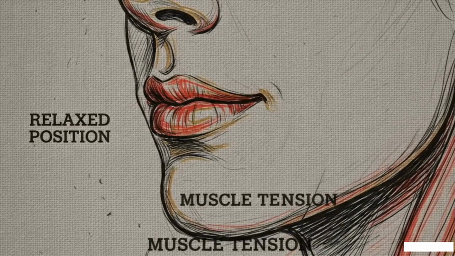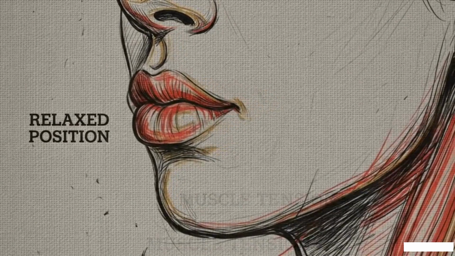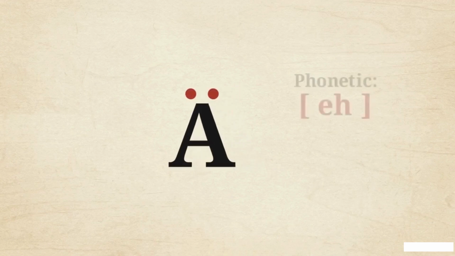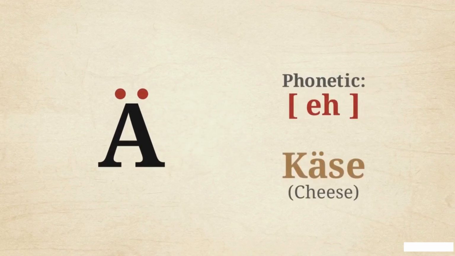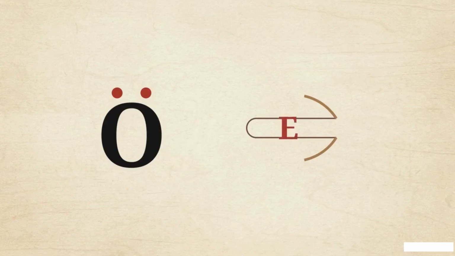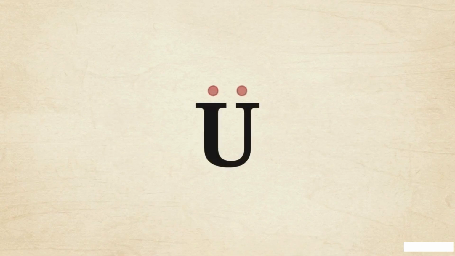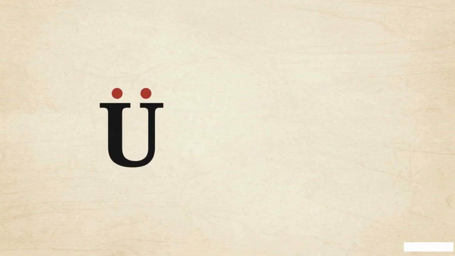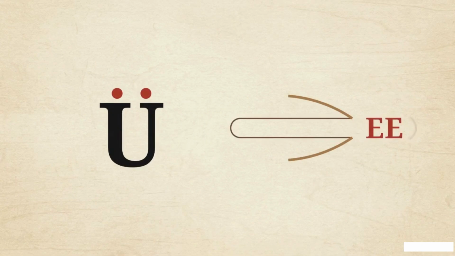Now we move to the umlauts. These 3 letters require specific physical shifts in lip position to produce the correct sound. The A umlaut is the most accessible. It shifts the A into an eh sound, like you hear in the word Käse, which means cheese. For the O umlaut, use this technique. Round your lips into a tight O shape. Hold them there, but try to say the letter E. The U umlaut works in a similar way. Round your lips as if you're saying oo, but try to push out a sharp E sound.